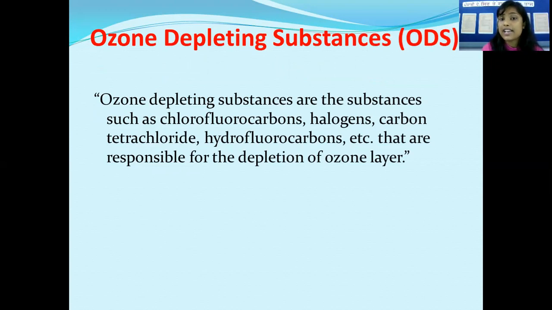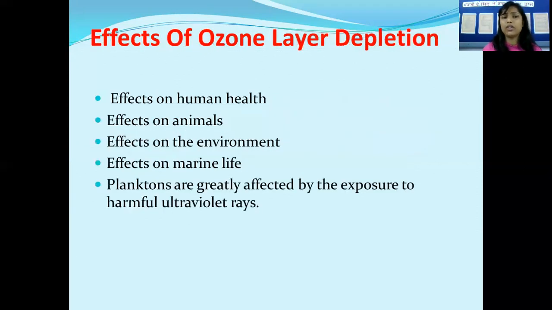The ozone depleting substances are substances such as chlorofluorocarbons, halogens, carbon tetrafluoride, hydrofluorocarbons, etc., that are responsible for depletion of the ozone layer. Okay, so what are these? The CFCs, the chlorofluorocarbons, are produced by the aerosols, the refrigerators, and the ACs. Halogens or halons are from the fire extinguishers. Carbon tetrafluoride is produced from the fire extinguishers also.